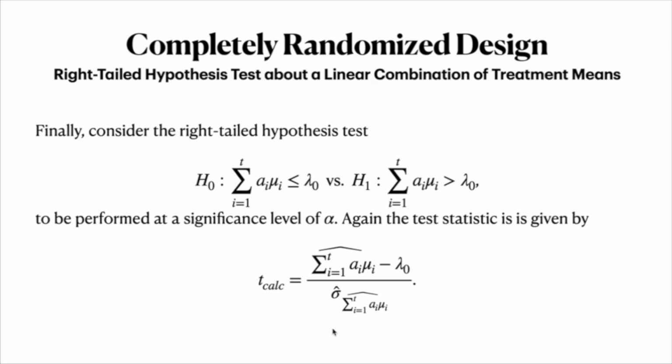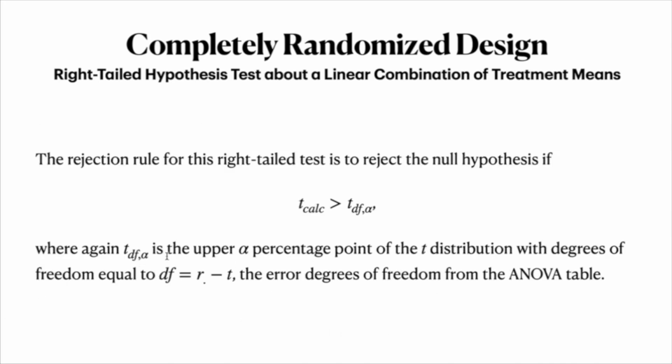We use the same test statistic, t-calc, but because this is a right-tailed test, the rejection rule is to reject the null hypothesis if t-calc is greater than this critical point, the upper alpha percentage point of the t distribution with degrees of freedom equal to the number of error degrees of freedom in the ANOVA table.